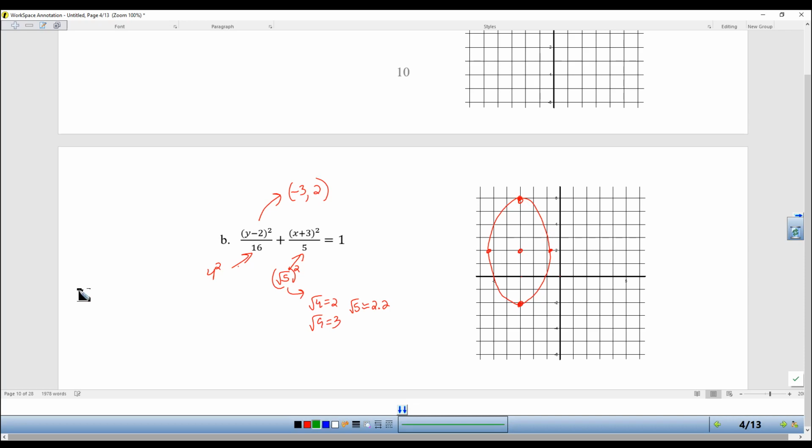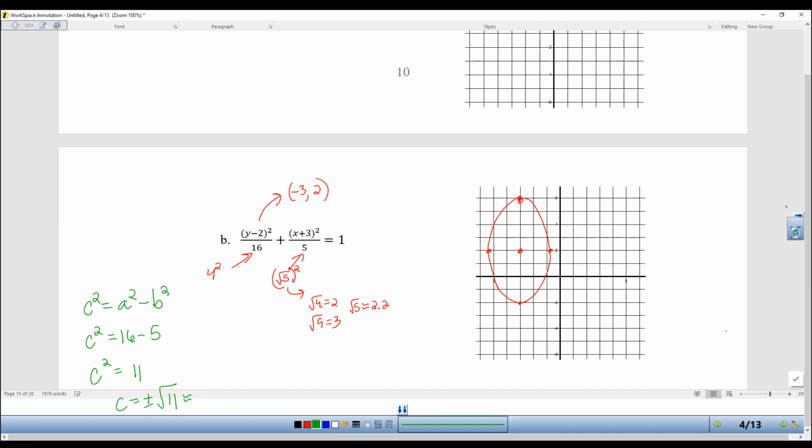So I still need to find c. Remember that c squared is equal to a squared minus b squared. It doesn't matter which one's a and b, as long as you just do the bigger minus the smaller. So c squared is equal to 11. C is equal to plus or minus the square root of 11. So you are going to have to work a little harder than last time because the center isn't at 0, 0 this time. Remember that the foci are going to fall on the major axis, and it's going to move square root of 11 away from the center.